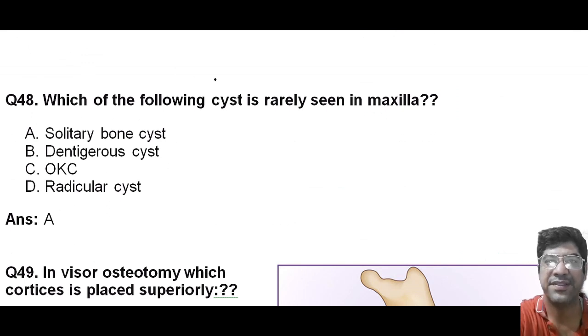Which of the following cysts is rarely seen in the maxilla? It's the solitary bone cyst. They are more common in the mandible as compared to the maxilla.